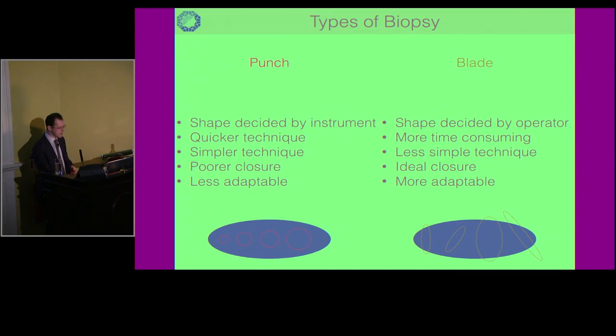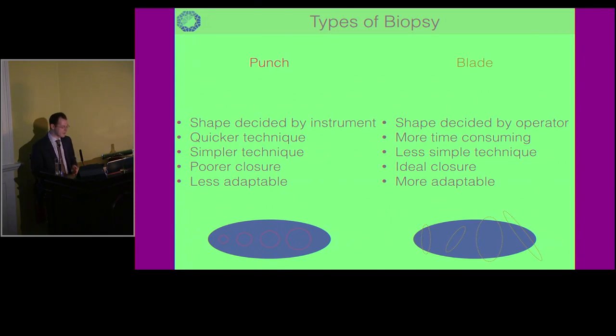There are a few different types that we can consider. From a surgical perspective, we can use a punch biopsy or a blade biopsy. A punch is a circular scalpel. I don't have a picture of it here, but you'll get it easily online. And the shape is determined by the instrument, so you can choose your diameter: 2, 3, 4, 5, 6, 7, 8 millimeters in diameter, whatever you want. It's reasonably quick, reasonably simple, but the shape that you're leaving is not necessarily the ideal shape for the lesion. It's not necessarily the ideal shape for closure.